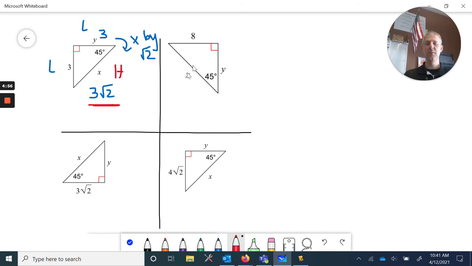With this one, again, same idea. I know the leg is 8. That's a leg. This is the hypotenuse. The hypotenuse is always across from the 90-degree angle. So I always like to find that right angle. Since this leg is 8, this leg is also 8. And the hypotenuse would be 8 times the square root of 2.